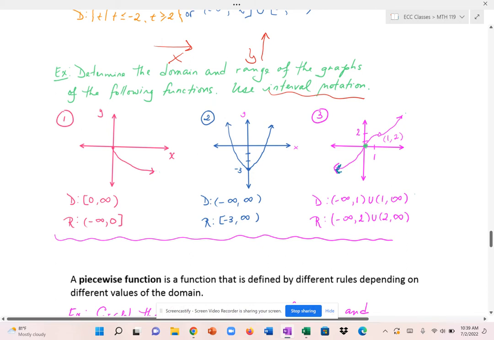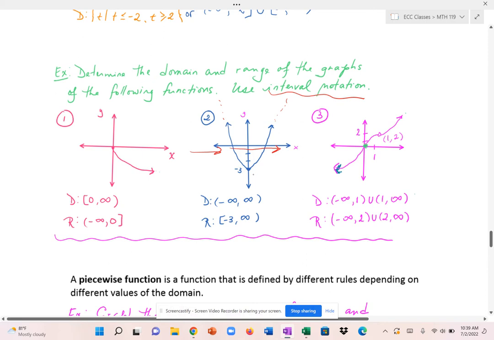For number 2, looks like the picture of a parabola. My domain appears to be all real numbers, because this is going to keep going up, up, up forever, and it keeps getting wider and wider and wider. So it takes on every number all throughout for x.